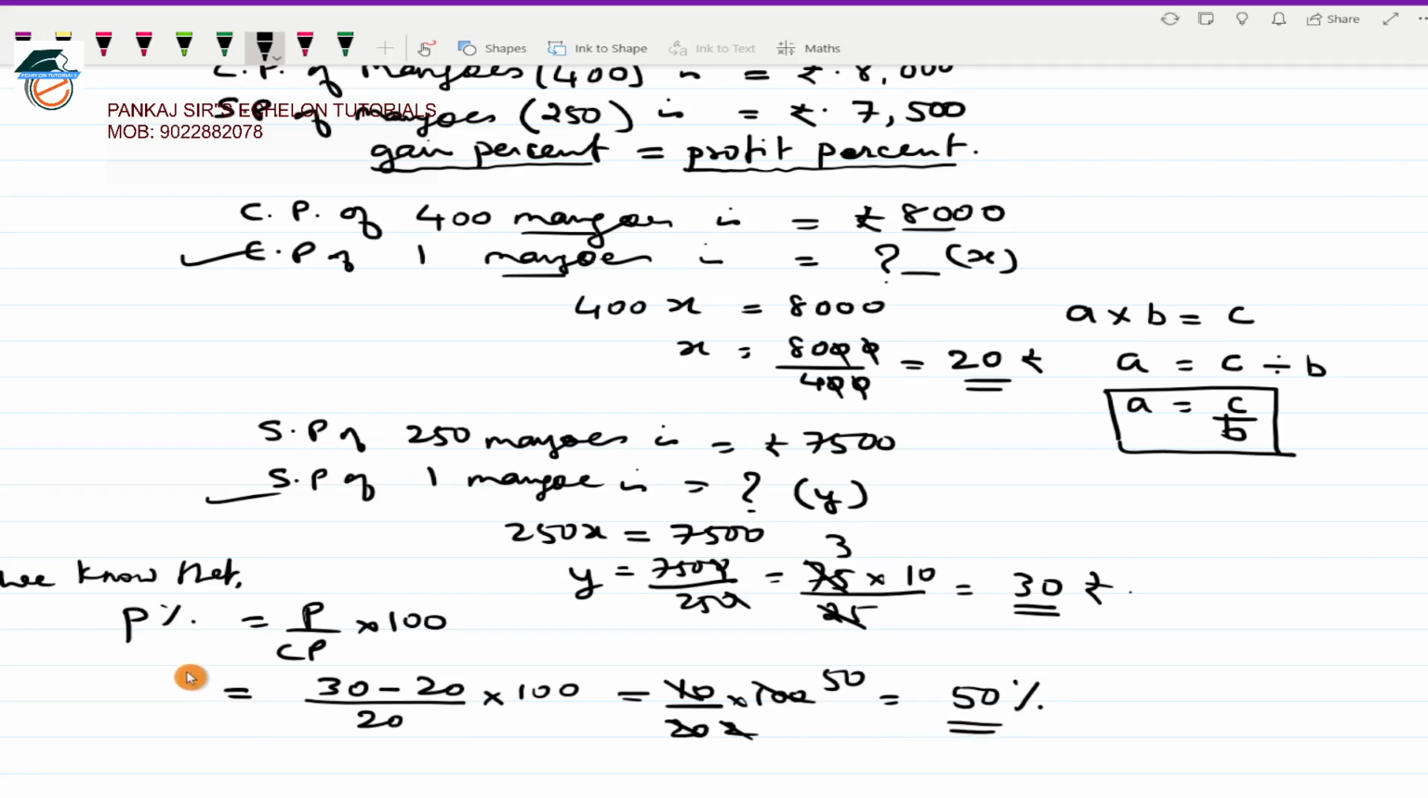So you get the answer as profit percentage of the transaction is 50%. That's the answer. Done? Okay. That was example number 1. Now let us try to move to example number 2.